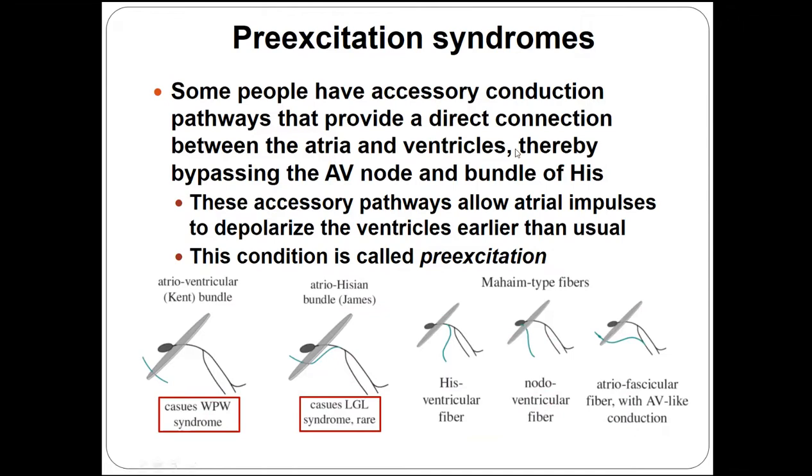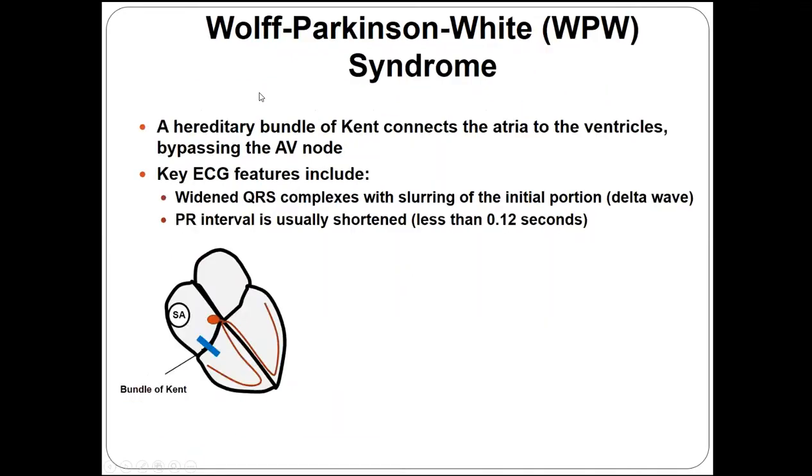So far, we had those things when we had a slower conduction. We can have faster conduction, and this is what is called pre-excitation syndrome. Usually, we have accessory bundles, such as between the atrium and the ventricle, that's the bundle of Kent, or between the atrium and the bundle of His, the James fiber. So these are the WPW syndrome, and that's the LGL syndrome. Okay. Most common one, the WPW syndrome.